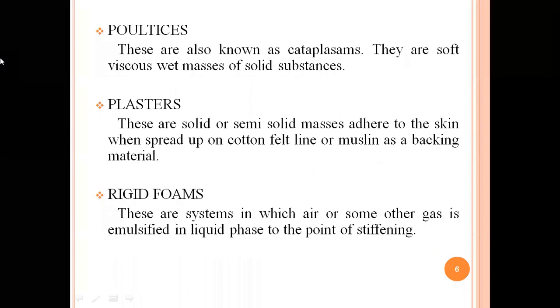Then we have poultices, or cataplasms. This is basically a viscous mass of a large amount of substances added together, which you can apply to the skin. Then there are rigid foams, which are systems in which air or other gas is emulsified in a liquid phase to the point of stiffening.